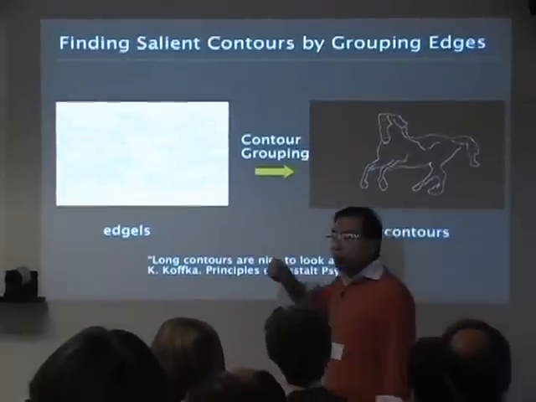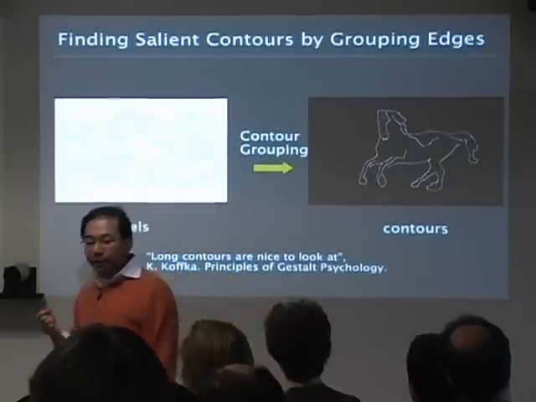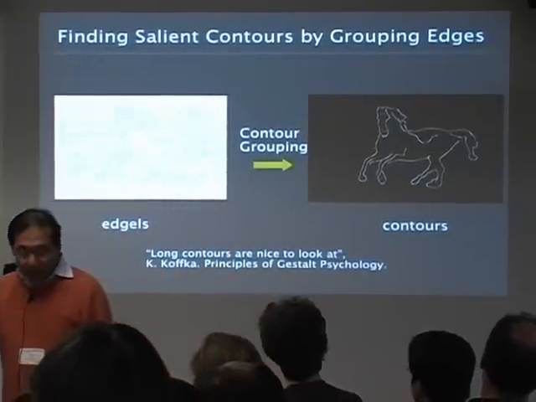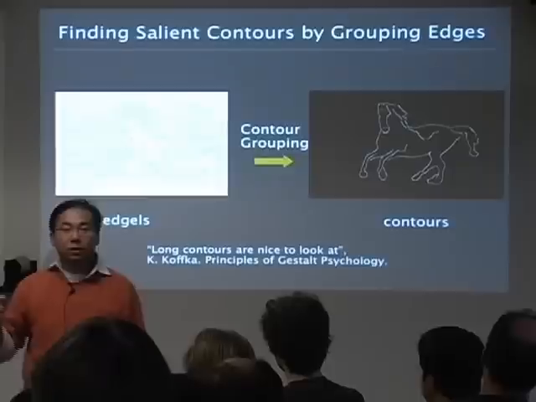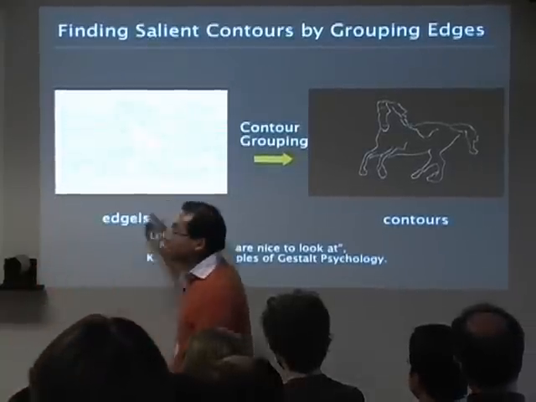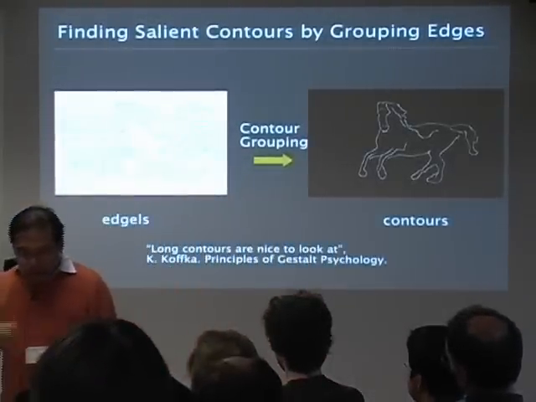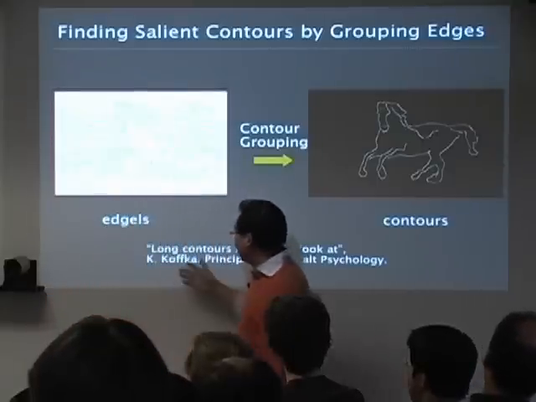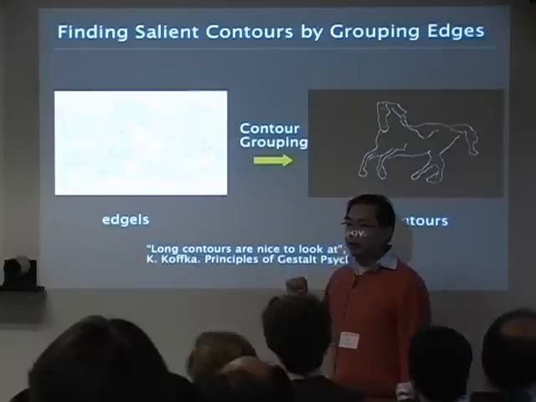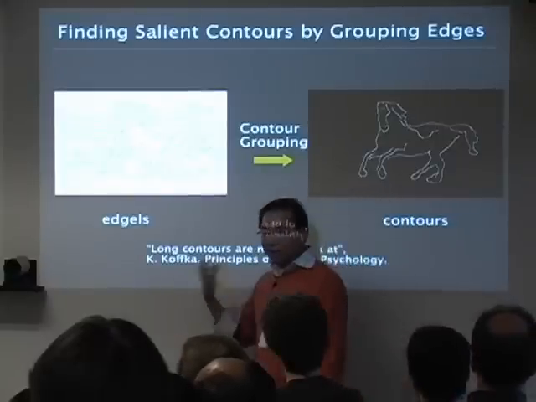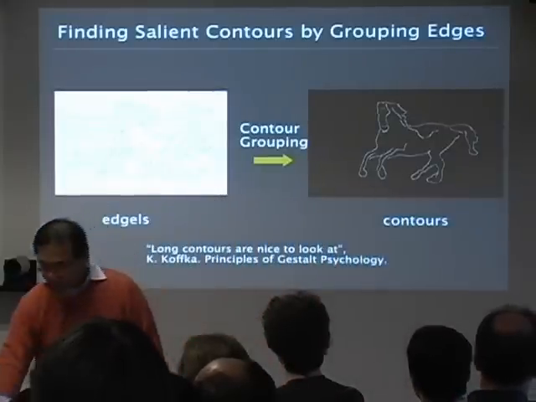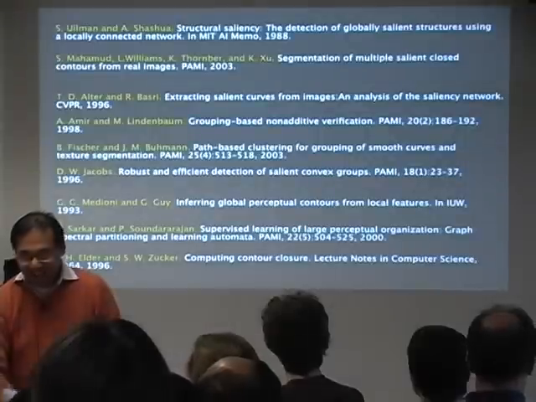So the information is in the edge. People shouldn't forget about edges, and the information is indeed there. All you need to do is somehow extract it out of the clutter and pop out the foreground. It's there. And if people are not convinced, I want to quote the famous psychologist Kafka, who says, "Long contours are just nice to look at." No one laughed. Okay.